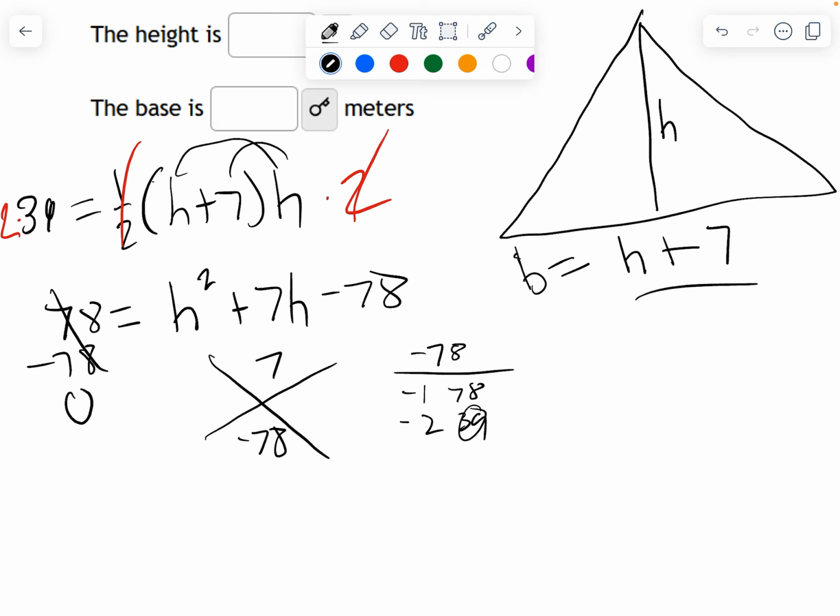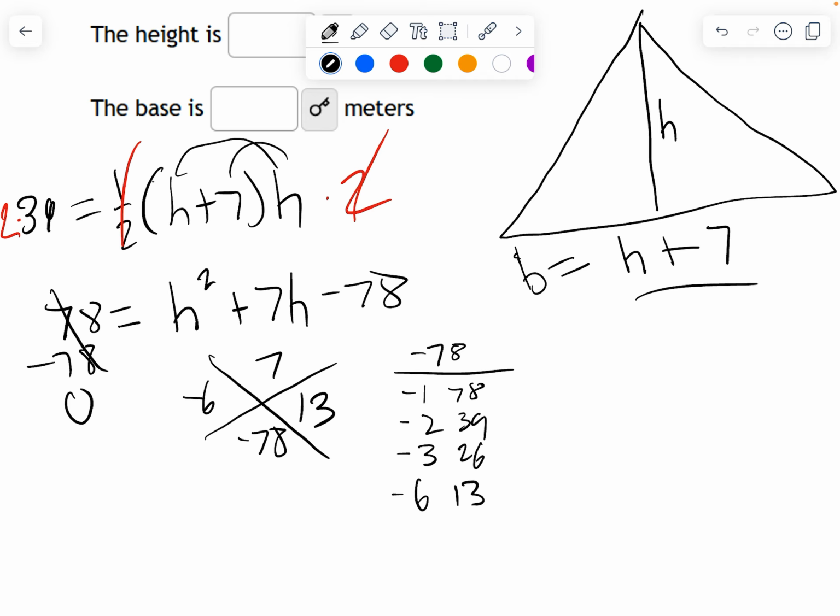Oh, well, 3 actually goes into that. This will work. 78 divided by 3 gives us 26. Or at least I think it'll work. And then 4 does not go into it. 5, no. 6, yes, because 2 and 3 do. So then we have negative 6 and 13. Yeah, that's 13. So 13 minus 6. Oh, yes, it did work.